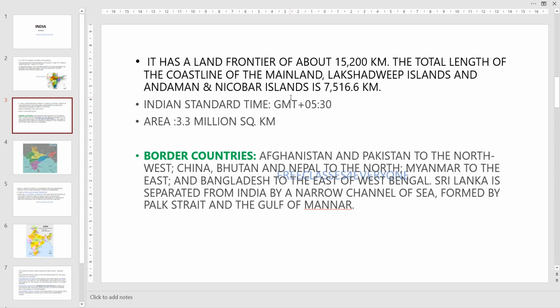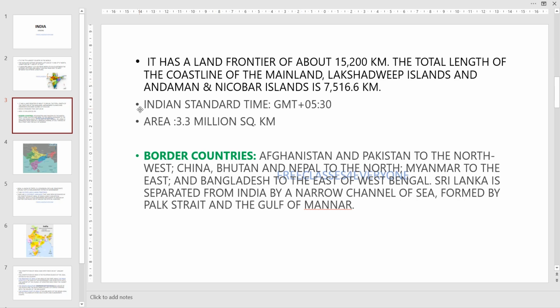And if we see the coastline of our country, the mainland and including the coastline of the islands, then it is 7,516.6 kilometers. What are the islands which belong to our country? Lakshadweep Islands and Andaman and Nicobar Islands. We will read about them in future classes.